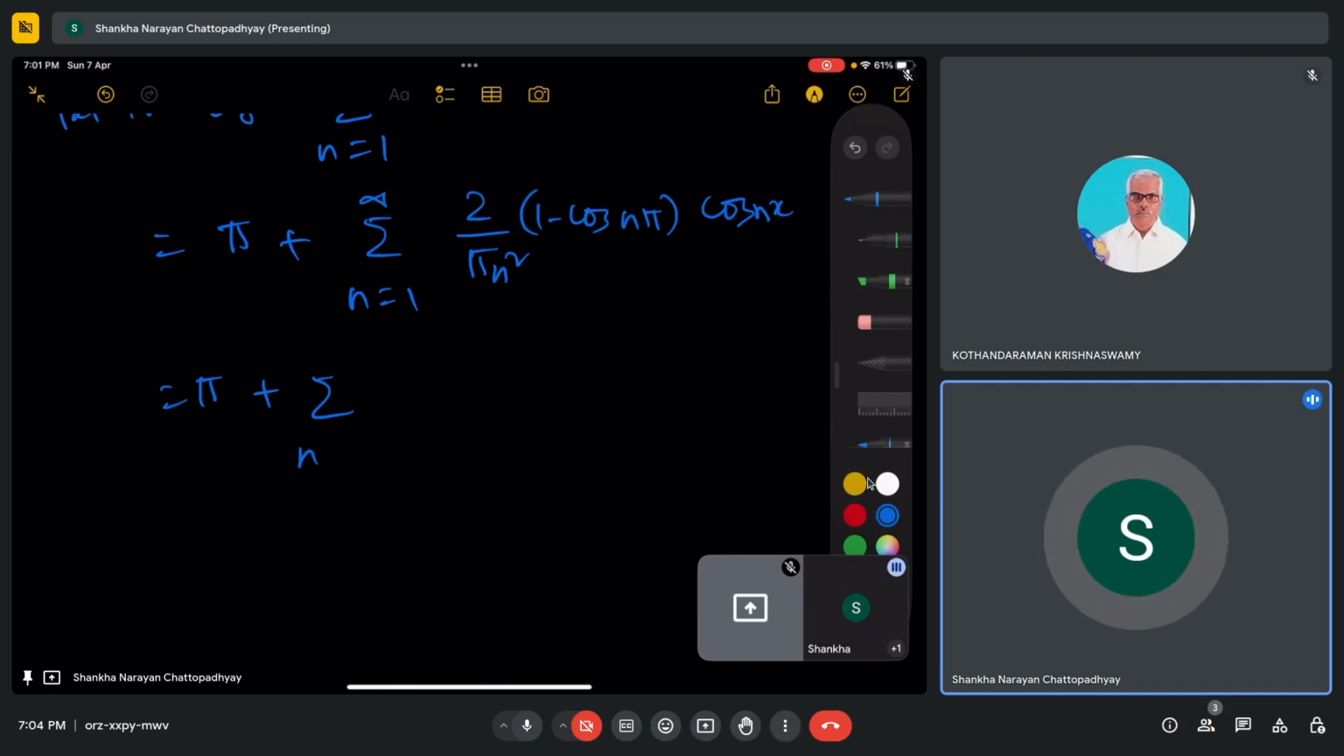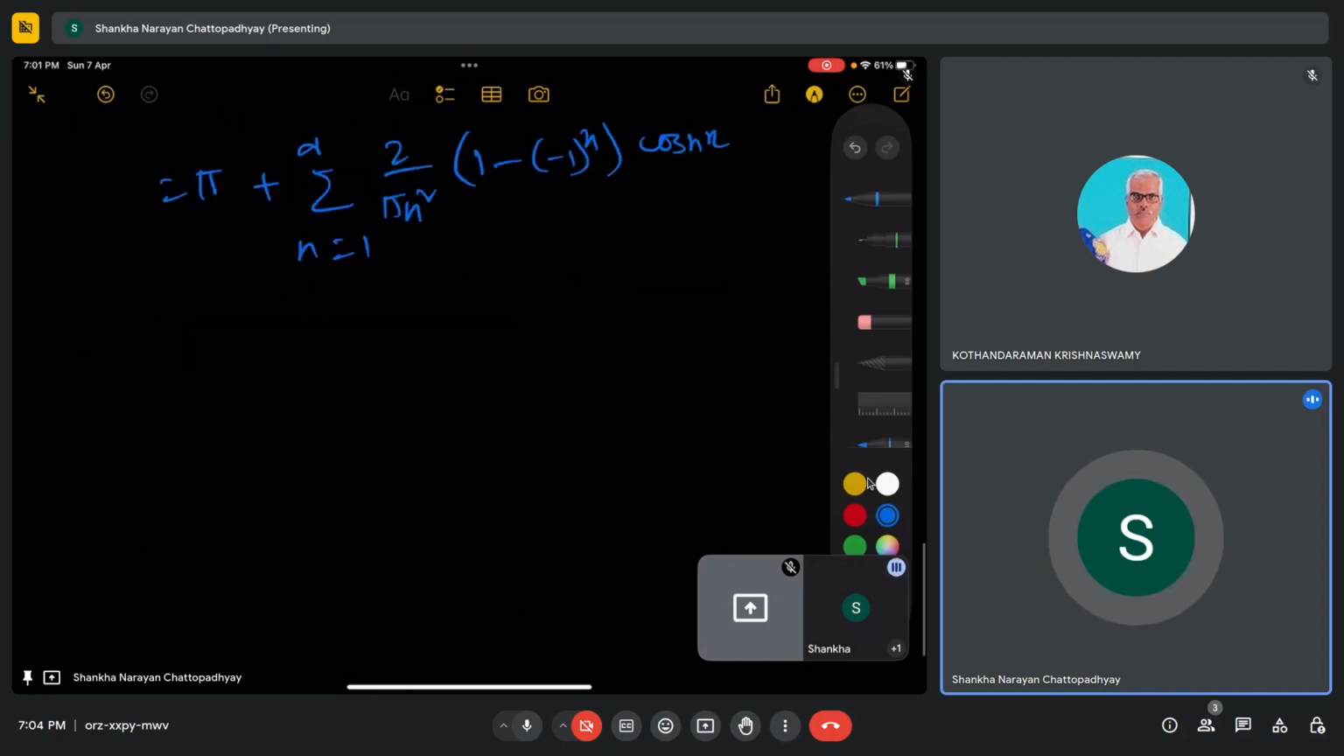Now once again, what is the value of cos n pi? Cos n pi is minus 1 to the power n. Okay, cos n pi is minus 1 to the power n, times cos nx. So what does it mean?